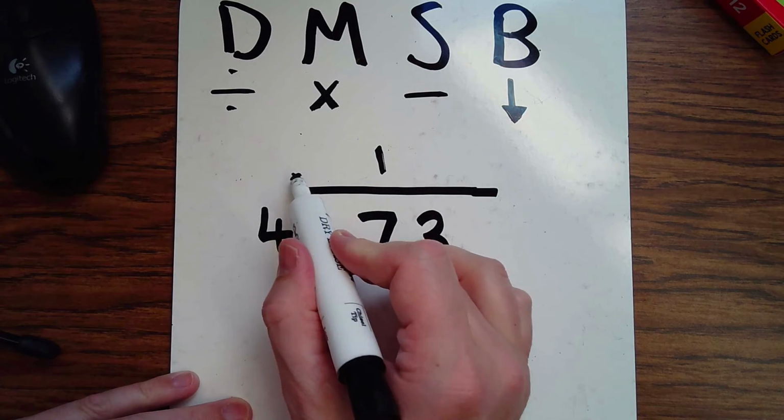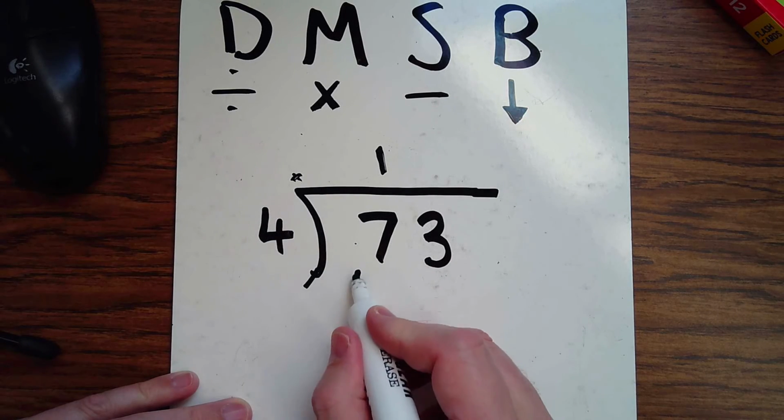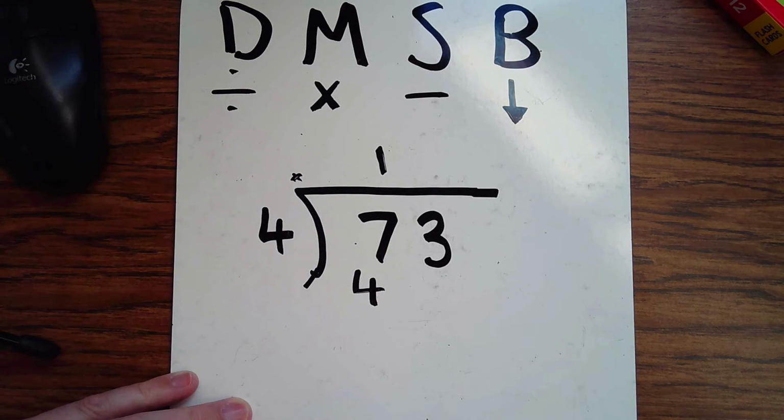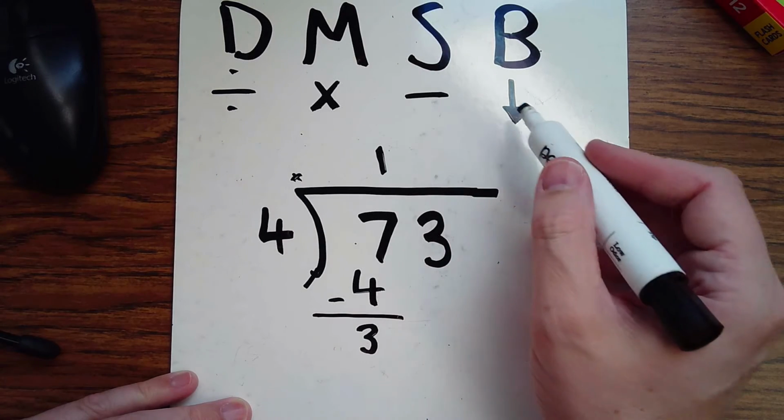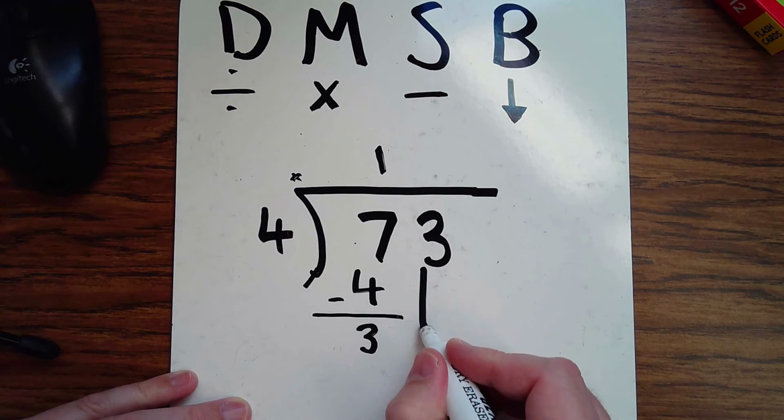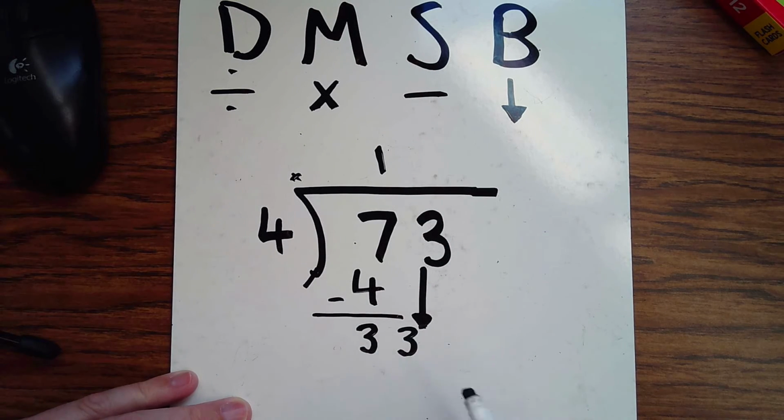And then I multiply, right? 1 times 4 gets me 4. And then I subtract. 7 take away 4 is 3. After subtracting is bring down. Here comes the other 3. And then I'm going to circle this because this is where the action is now.